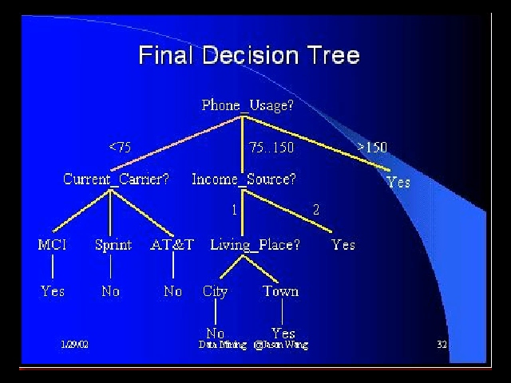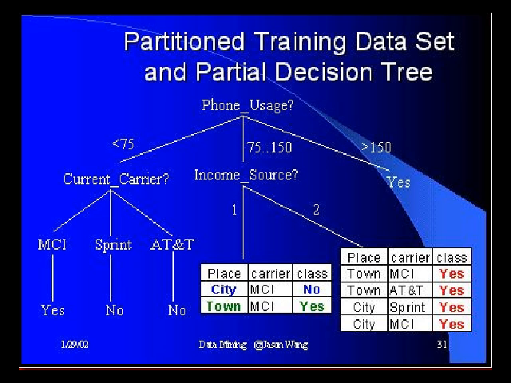Now for the income source 1, you have 2 choices, right, in the previous slide. But then when I look at the living place, if it's city, the class is no. If the living place is town, the class is yes. So then I decide to branch on the living place. So I end up with living place, city, no, town, yes, I'm done.